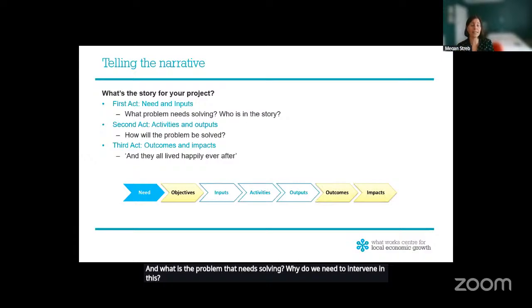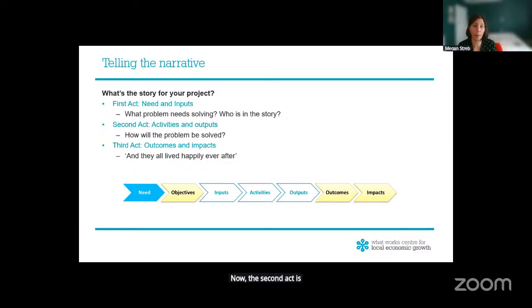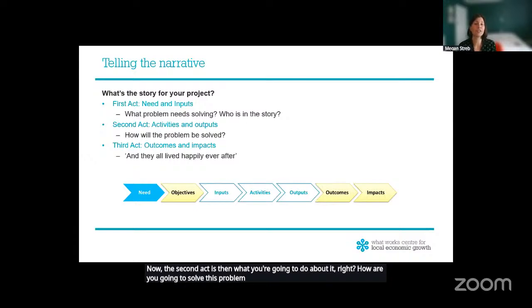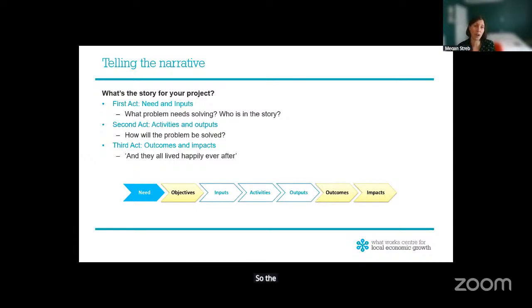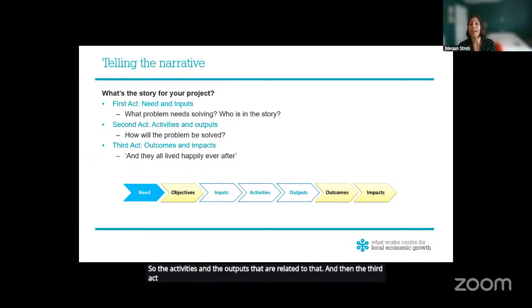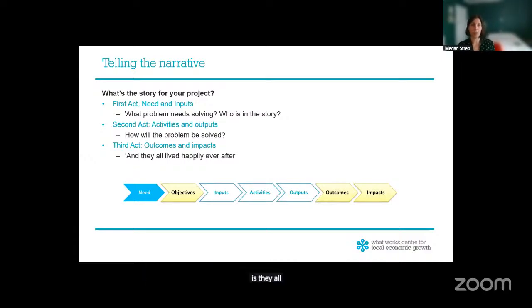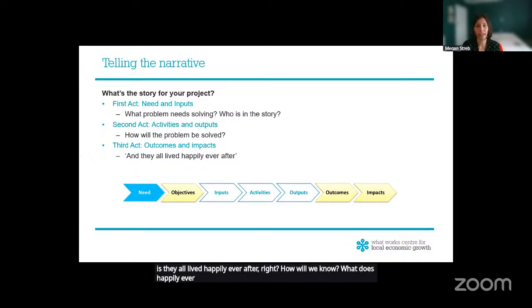Now, the second act is then what you're going to do about it, right? How are you going to solve this problem? So the activities and the outputs that are related to that. And then the third act is they all lived happily ever after, right? How will we know? What does happily ever after look like? How can we measure that? How can we know what success looks like? How will you know when you've achieved it? So being really clear about those outcomes and those impacts.